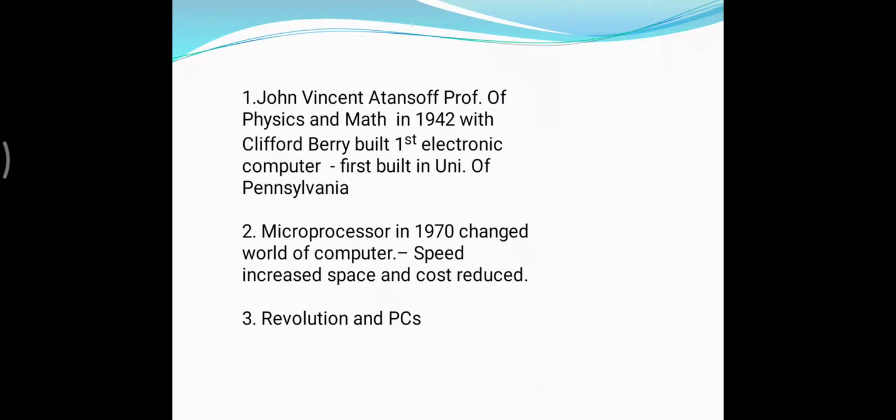But the development of electronic computers has been very rapid. The microprocessor in the 1970s changed the entire face of the computer, the entire size of the computer. A microprocessor is a small solid state device. It's a small computer capable of performing arithmetic and logical operations. The microprocessor drastically reduced the size of the computer and increased the speed. The cost of the microprocessor and computer have come down drastically.